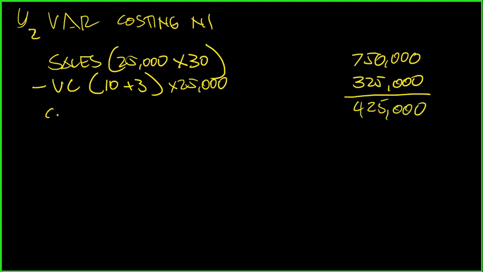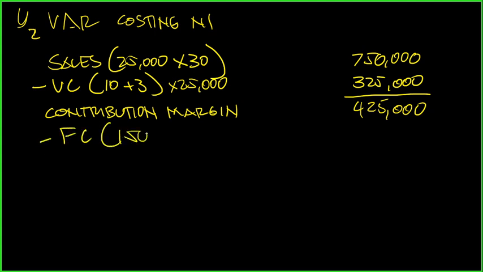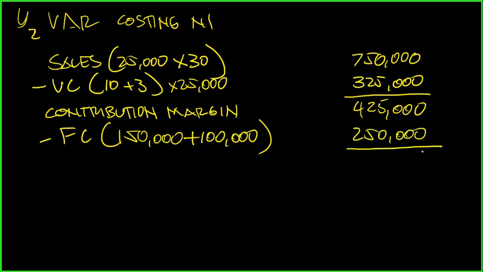Okay, this is now your contribution margin, less your fixed cost, which is 150,000 plus 100,000. Ano yung 150? That's your fixed manufacturing overhead. 100, that's your fixed selling and administrative expense. So you now have 250. 425 minus 250, that's 175.